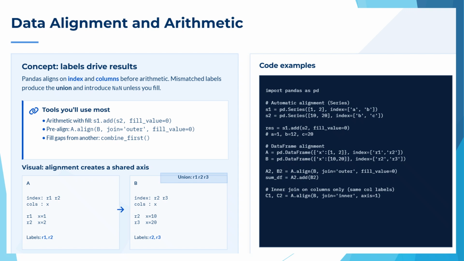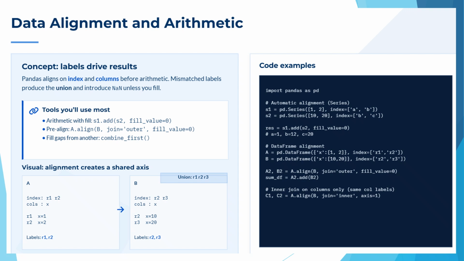The align function is another powerful tool that explicitly aligns two datasets before performing operations. For example, a.align(b, join='outer', fill_value=0) ensures both data frames share the same index and column structure, filling missing entries with the chosen value. Additionally, the combine_first method is useful for filling missing values in one dataset using corresponding values from another dataset. These tools provide flexibility in handling mismatched data and allow users to control how alignment and missing values are treated during computations.